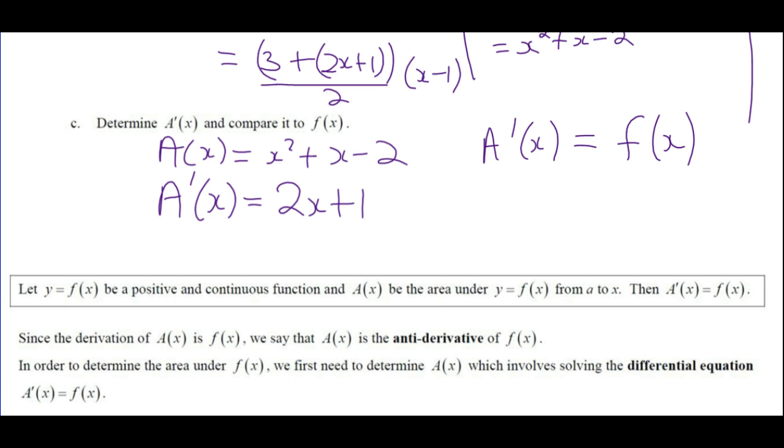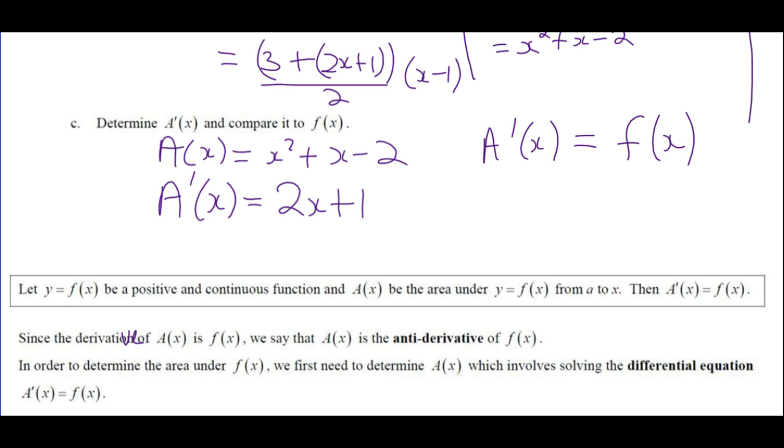The study of area is definitely integral to the study of calculus. Let y equals f of x be a positive and continuous function, and A of x be the area under y equals f of x from a to x, then A prime of x is equal to f of x. Okay. Since the derivative of, I think it should be derivative. I don't see derivation.